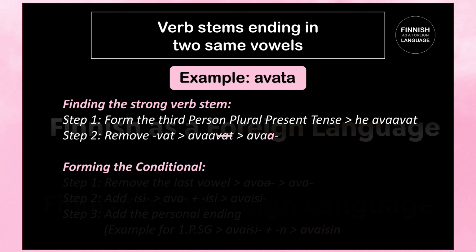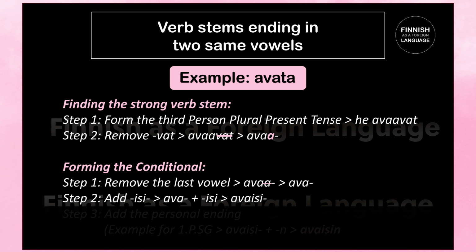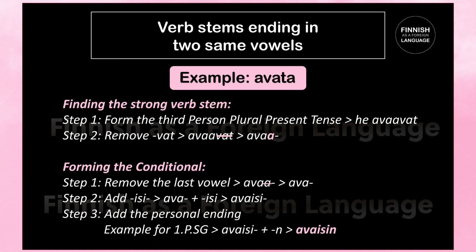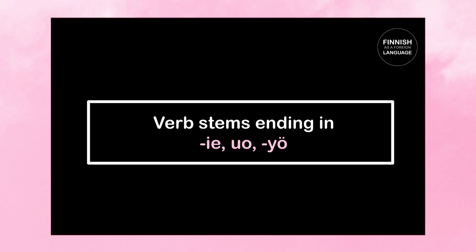Now we want to form the conditional mood. Here we have 3 steps to follow. Step number 1, remove the last vowel, so avaa with a double a changes to ava with 1 a at the end. Then step number 2, add isi. So ava plus isi is avaisi. And then again step number 3, we add the personal ending we want. For example, for the first person singular, it would be avaisi plus n, and we get avaisin, which means I would open.